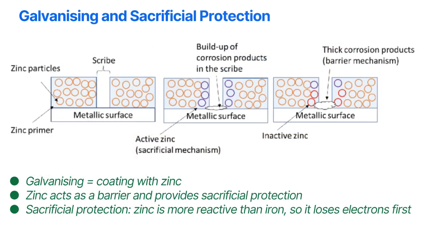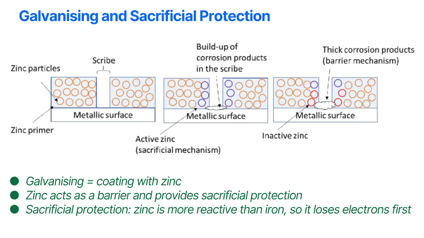Another important method of protection is galvanizing. This involves coating iron with a layer of zinc. The zinc provides a barrier to stop water and oxygen from reaching the iron. But even if the zinc layer is scratched, the iron is still protected. This is because zinc is more reactive than iron and loses electrons more easily. In other words, zinc undergoes sacrificial protection by corroding in place of the iron.